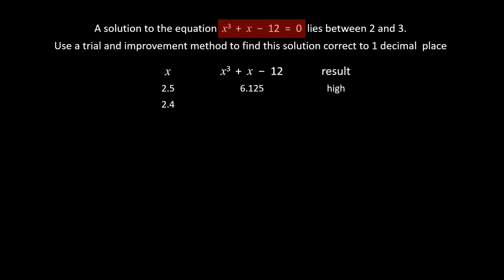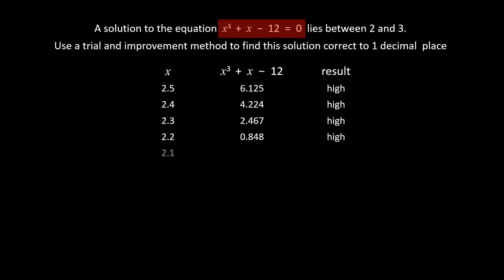So let's try 2.4. Now that gives us 4.224, which is still too high. Let's try 2.3. And that gives us 2.467, and that's still too high. So no big jumps. We're just going 2.5, 2.4, 2.3. Now let's try 2.2. When you plug that in, it gives us 0.848. So it's still high. It's a bit of a pain, this one, but let's carry on then.